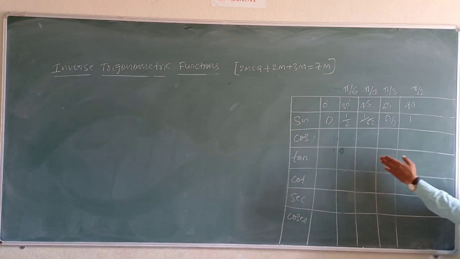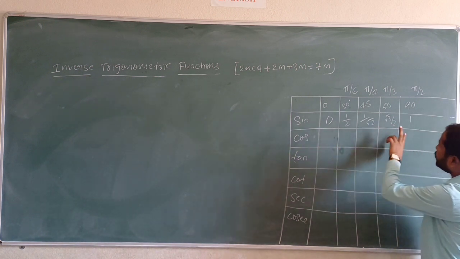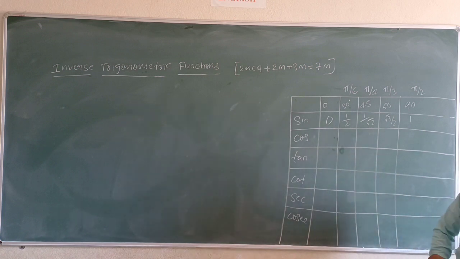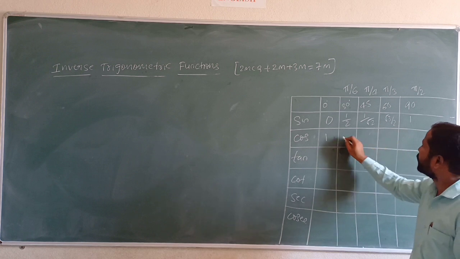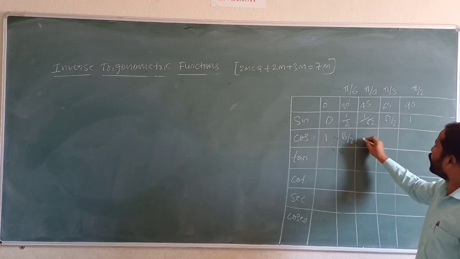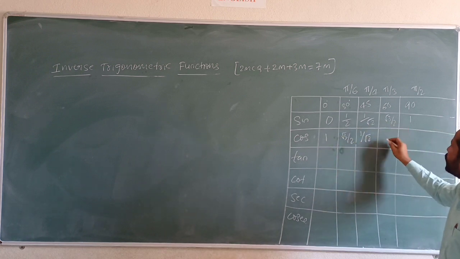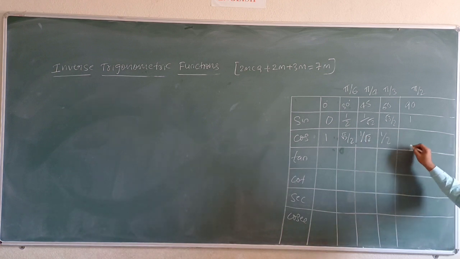Take the cos table here. Write down the reverse of sin now. What is cos 0? That is 1. Cos 30, that is root 3 by 2. Cos 45, 1 by root 2. Cos 60, that is 1 by 2. Cos 90, that is 0 here.